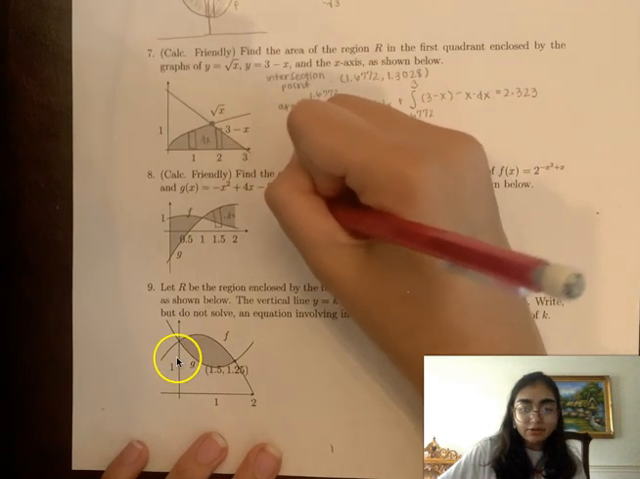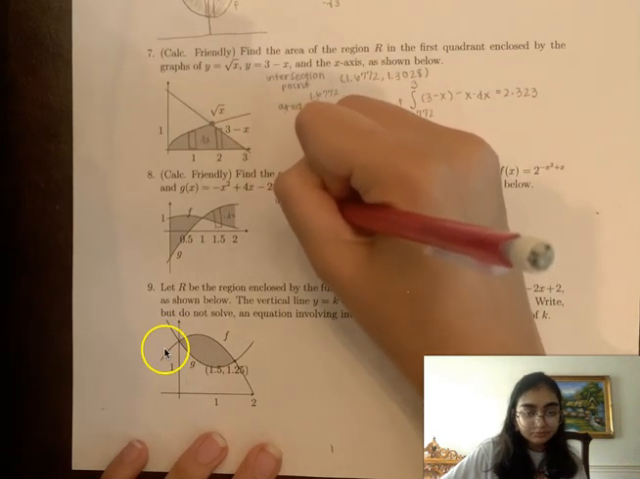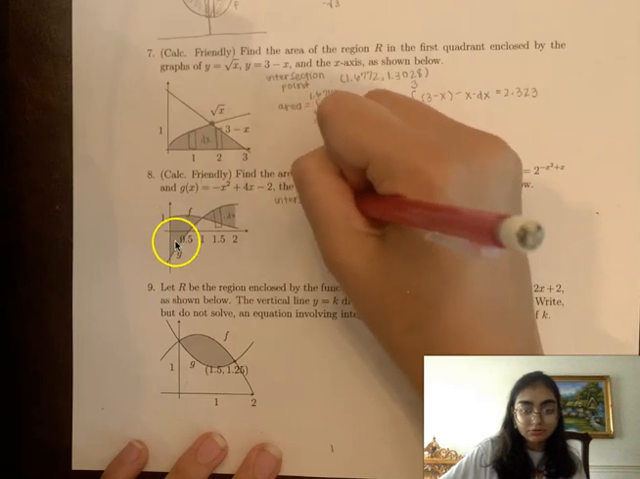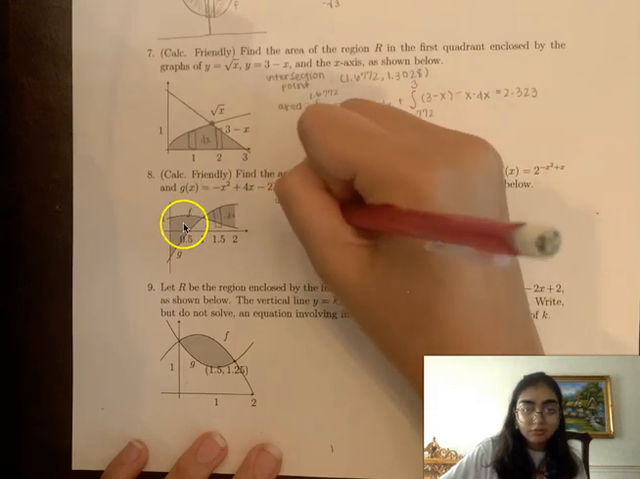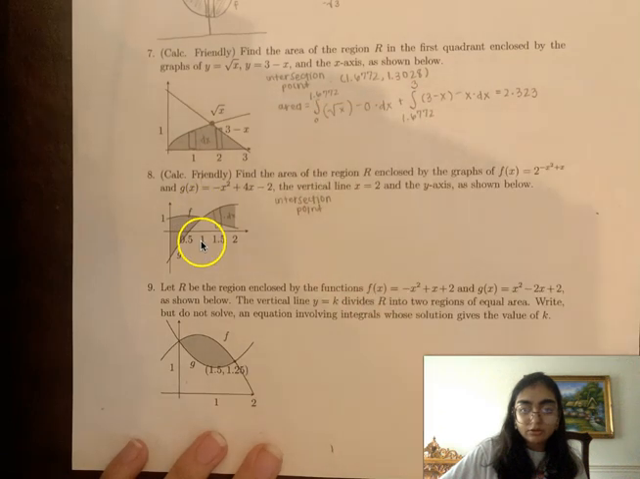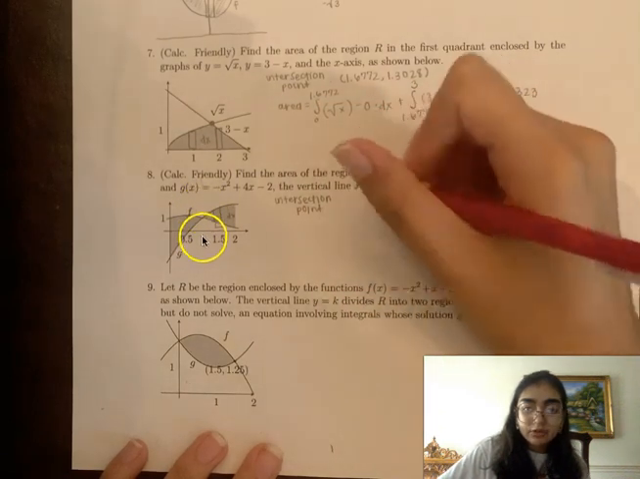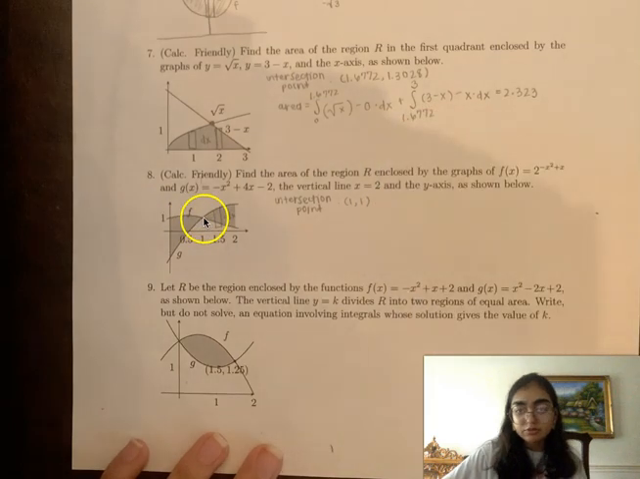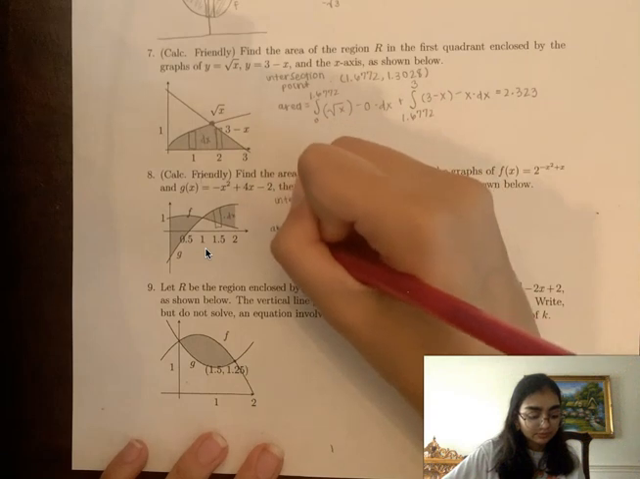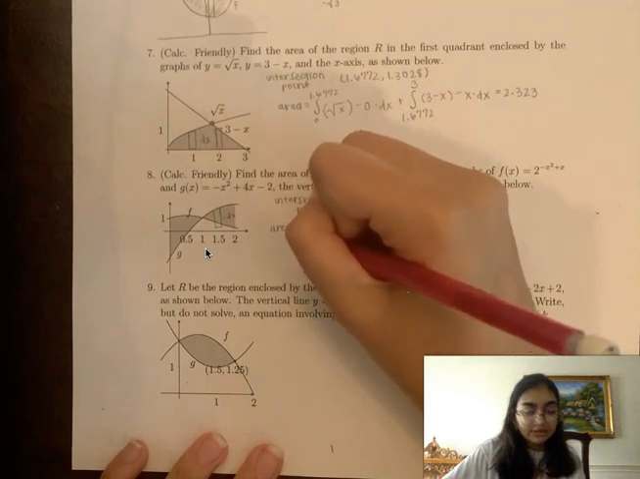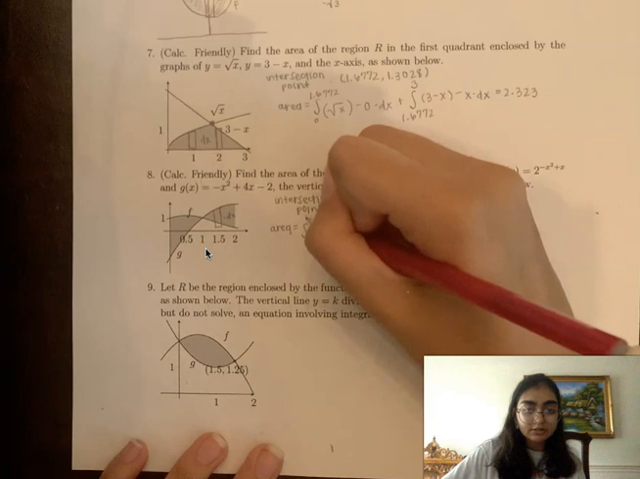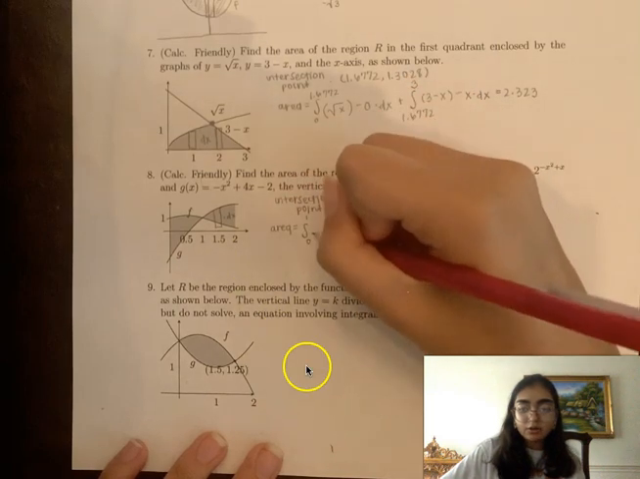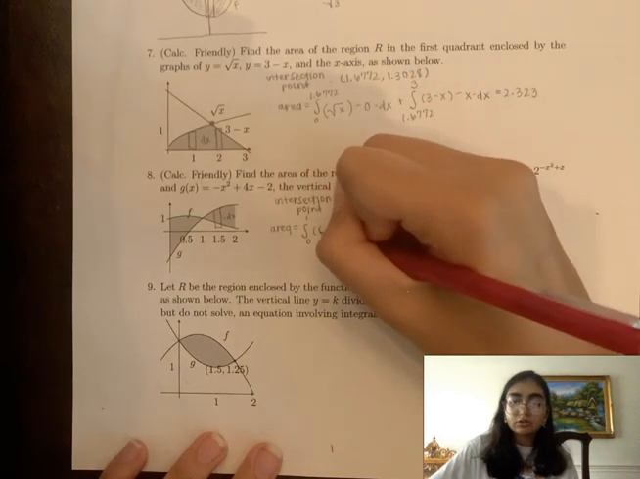Luckily, they gave us our intersection points in this problem. We see that where the lines cross over is 1, 1. So we don't have to graph this in our calculator to find it. Now we're going to write what our area equation is going to look like.